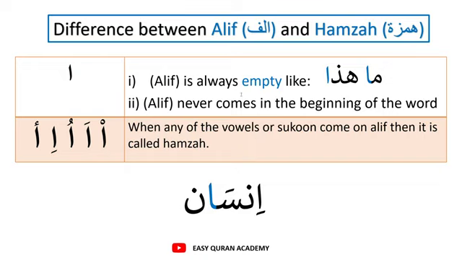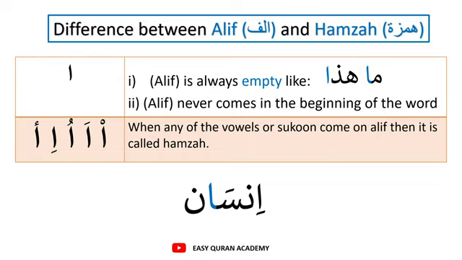Now let's see the difference between Hamza and alif. As I said, some grammarians say that Arabic has 28 letters because they do not consider Hamza as part of the letters, and sometimes they say 29 letters. So that's why we need to know a little bit more about Hamza.